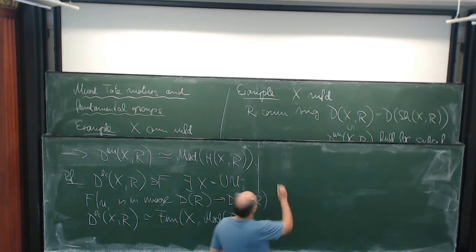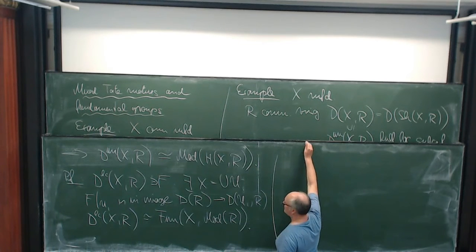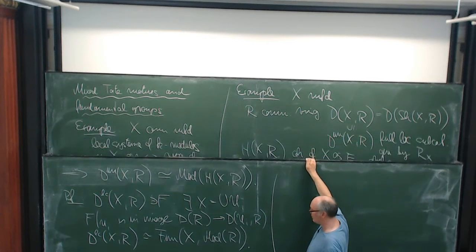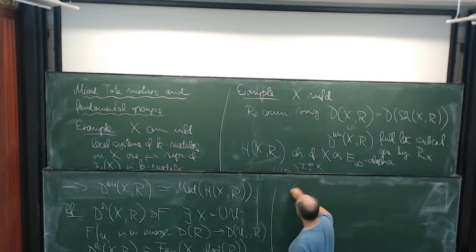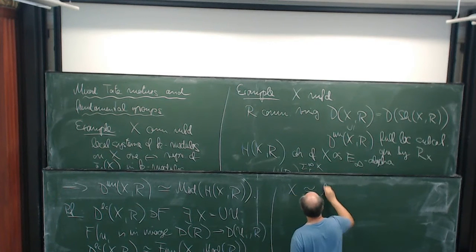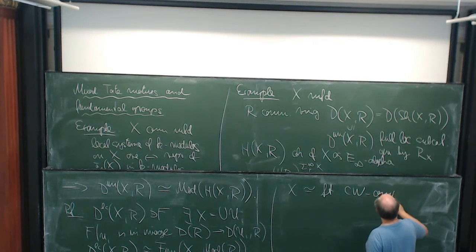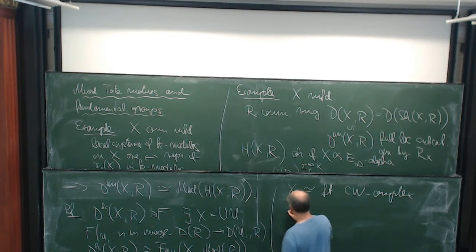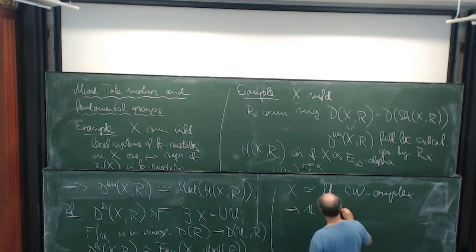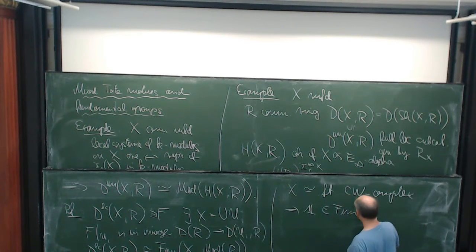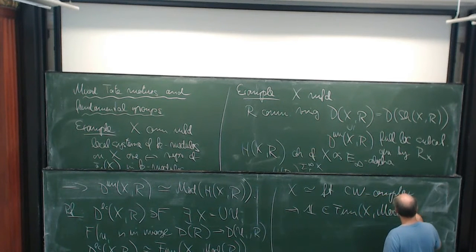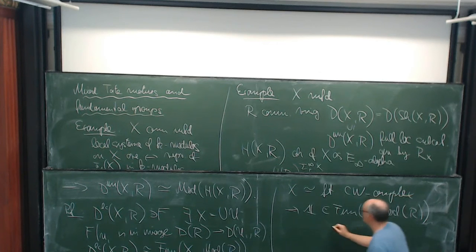And if you have this, then you can argue, because X is a finite CW complex, or say X is homotopy equivalent to a finite CW complex, then it follows that the tensor unit 1 in this functor category, X to mod R, is compact.